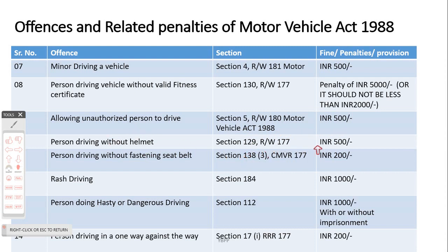A person driving without a helmet has to pay rupees 500. A person driving without fastening a seat belt, under section 138 he has to pay 200 rupees. Rash driving, under section 184 he has to pay rupees 1000. A person doing hasty or dangerous driving, under section 112 he has to pay rupees 1000. A person driving in one way against the way, or we can say on the wrong side, then he has to pay 200 rupees under section 17.